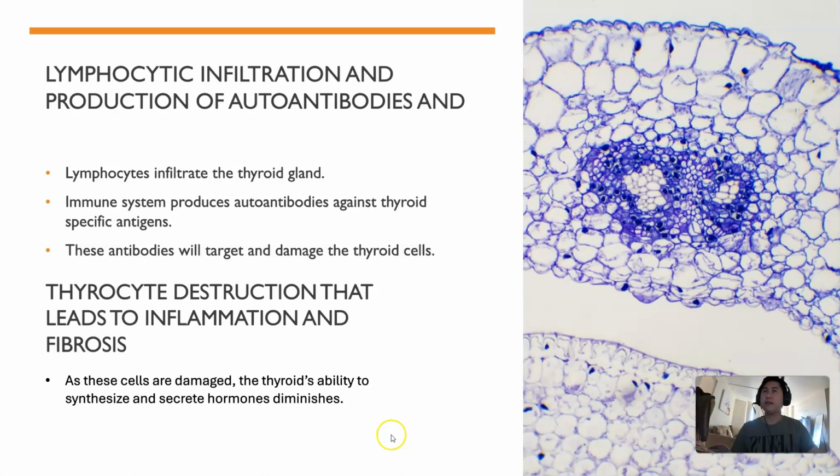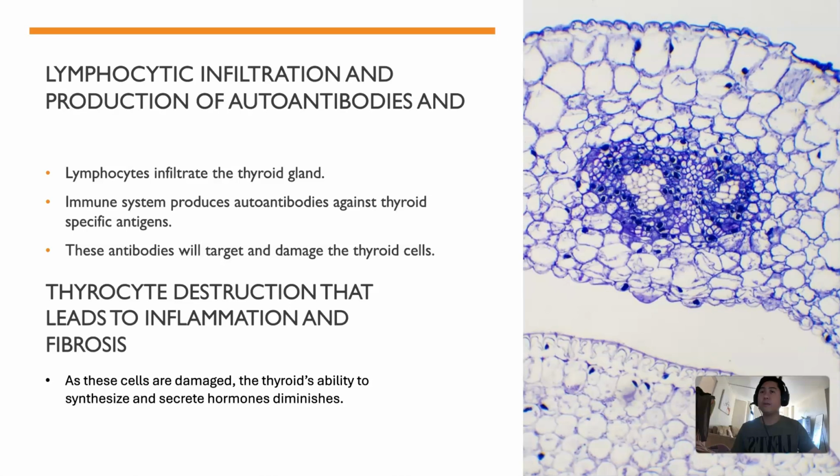And after that, we have the lymphocytic infiltration and the production of antibodies. Now, because of the autoimmune attack, immune cells that include lymphocytes infiltrate the thyroid gland. This infiltrate is composed of T cells and B cells and other immune cells that form follicles and germinal centers within the thyroid. The immune system then produces autoantibodies against thyroid-specific antigens. The most common found in HD are antithyroid peroxidase antibodies and antithyroglobulin antibodies. These antibodies will target and damage the thyroid cells.